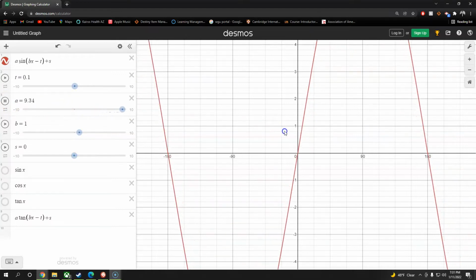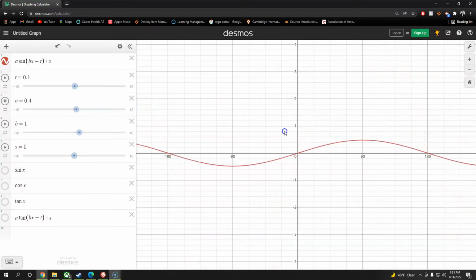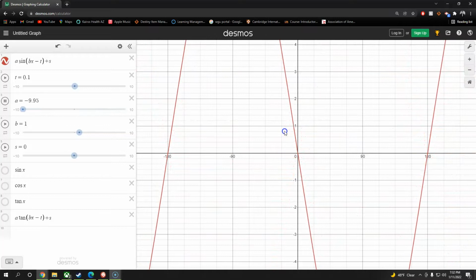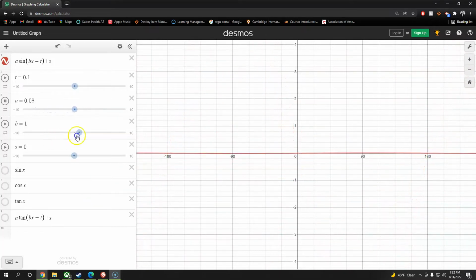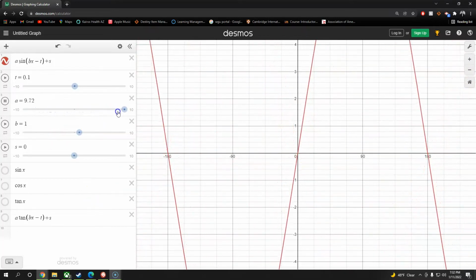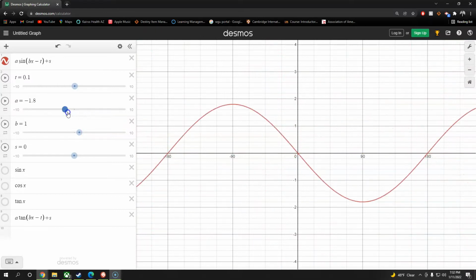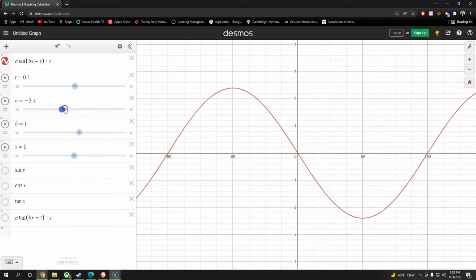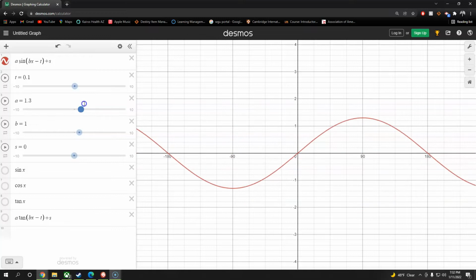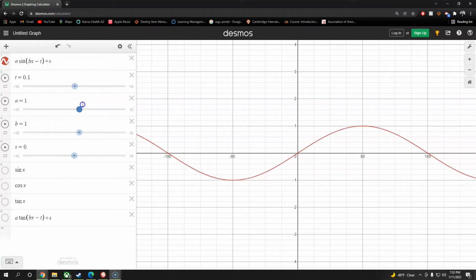A is a vertical stretch and compress. So if it's positive, or negative, it doesn't really matter. What I'm really trying to get at is whatever your y value is originally, it's going to multiply it by a scale factor of whatever A is. So, for example, sine of 90 is 1. Okay, so the y value is 1.